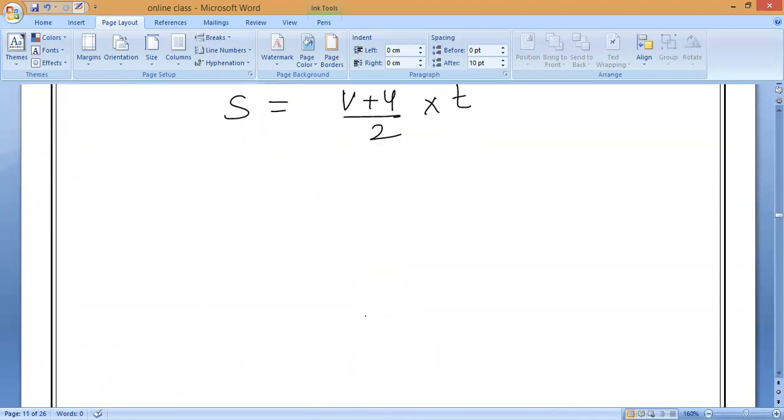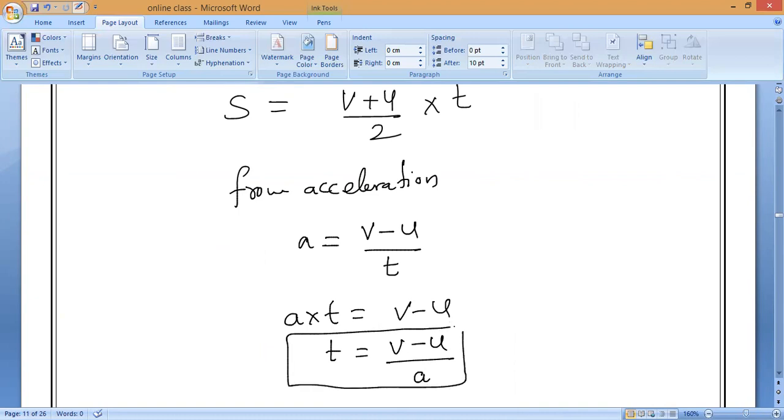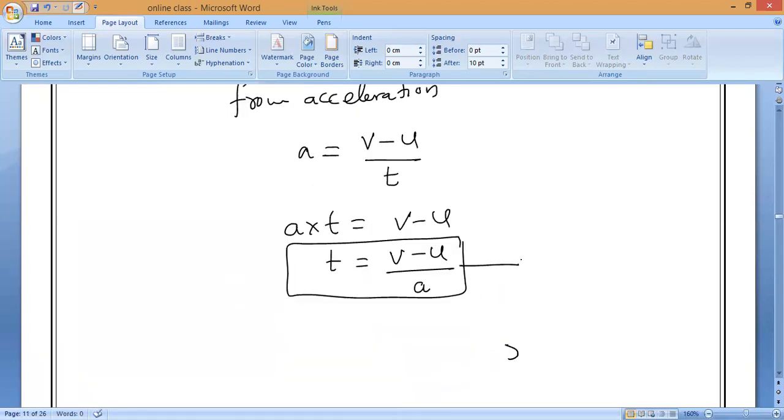So you can see from the acceleration formula. As we all know, acceleration is equal to final velocity minus initial velocity divided by time. Now from that, A into T is equal to V minus U. Now T is equal to what, guys? Final velocity minus initial velocity divided by acceleration. Is it okay? Yes, Hari? Yes, sir.